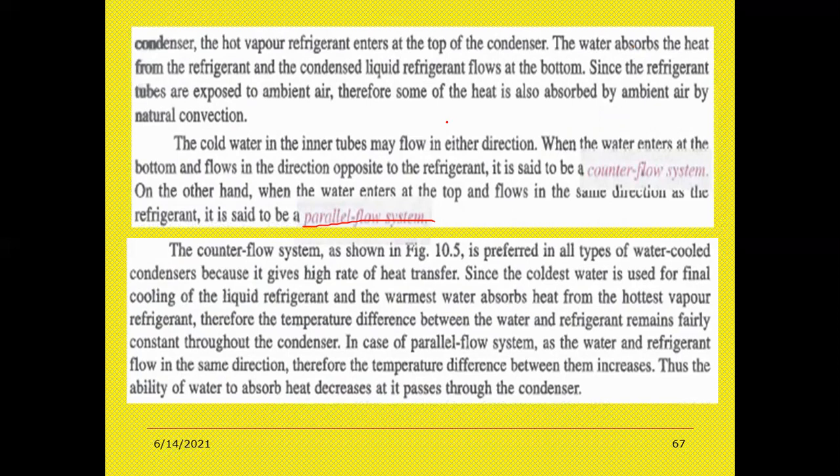The refrigerant tubes are exposed to the ambient air, therefore some of the heat is also absorbed by the ambient air by natural convection. The cooled water in the inner tubes may flow in either direction. When the water enters the bottom and flows in the direction opposite to the refrigerant, it is said to be a counterflow system.